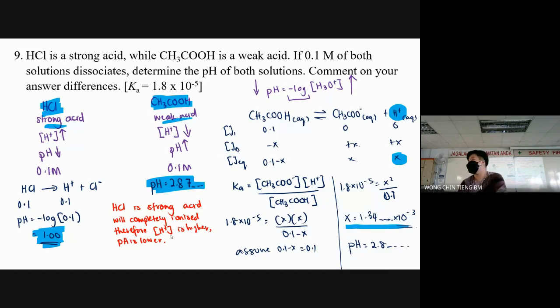So, whenever you are comparing a strong acid, strong base or a weak acid, weak base, perkataan yang saya mesti nak dalam tu adalah completely ionized atau partially ionized. Yang tu saya mesti nak. Okay, then only kamu bergerak kepada OH tinggi atau OH rendah, H plus tinggi atau H plus rendah. Boleh? Okay, question? No? Good.